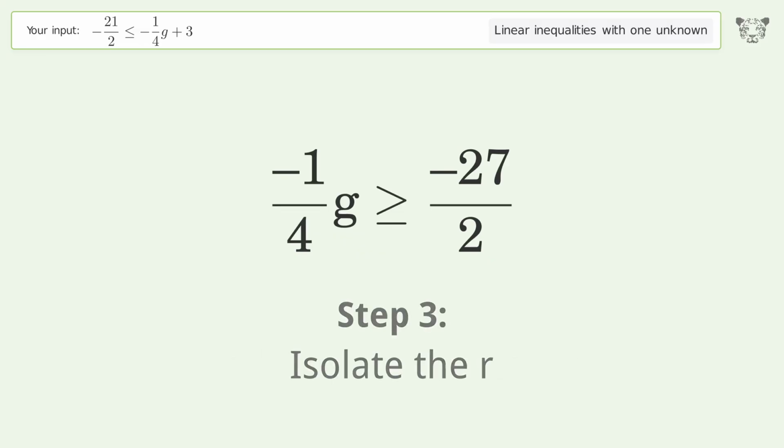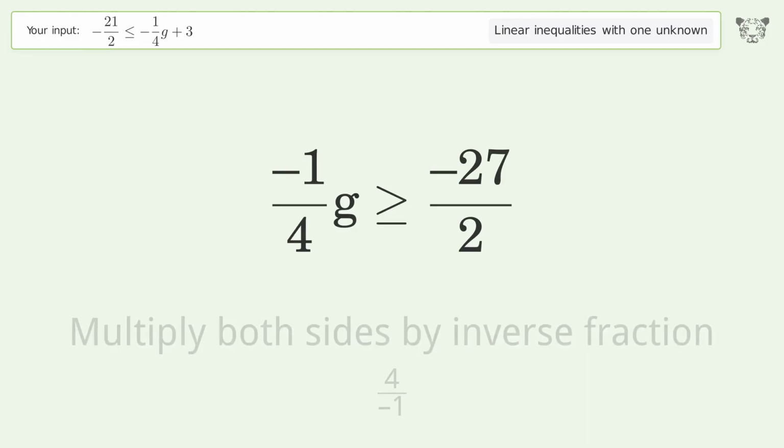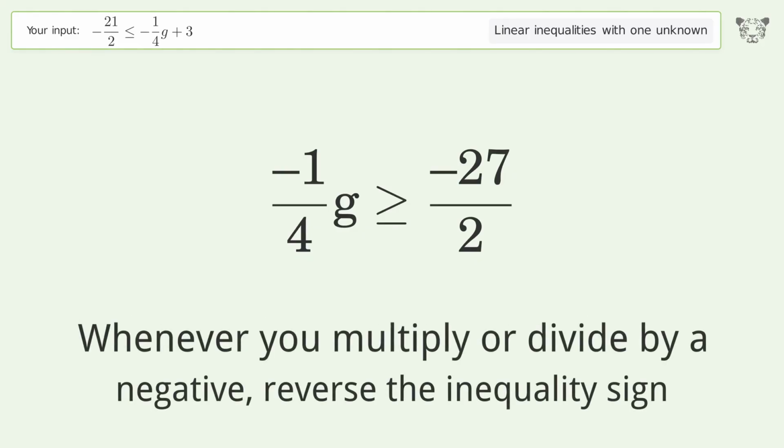Isolate the r. Multiply both sides by inverse fraction 4 over -1. Whenever you multiply or divide by a negative, reverse the inequality sign.